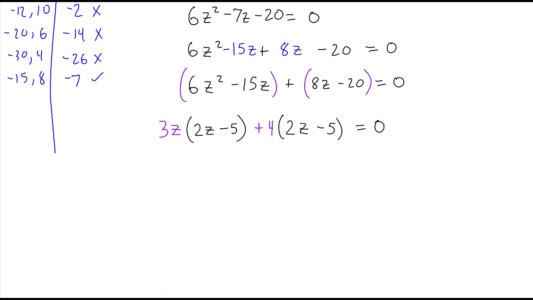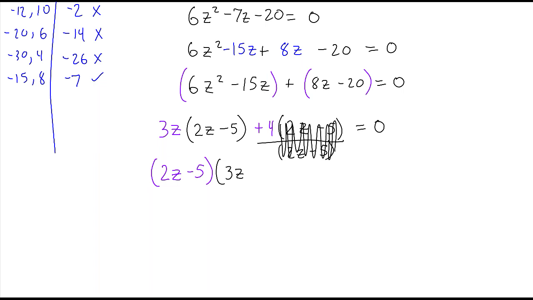So I will factor out the 2z minus 5 as my common factor. Now what's left behind? If I divide this by 2z minus 5, those would cancel out, leaving me with 3z. And if I divide this by 2z minus 5, those would cancel and leave me with a positive 4. So there we go. We have factored it. 2z minus 5 times 3z plus 4 equals 0.